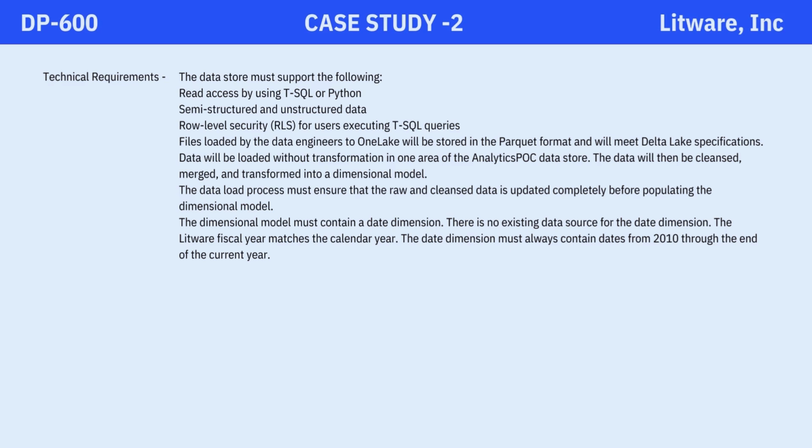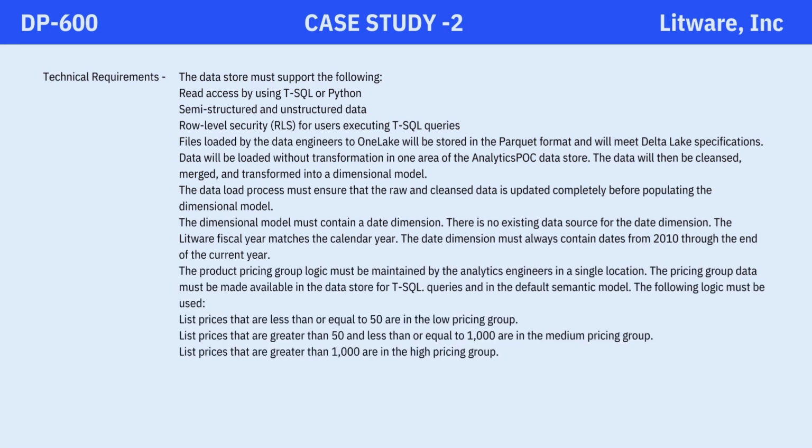The dimensional model must contain a date dimension. There is no existing data source for the date dimension. The Litware fiscal year matches the calendar year. The date dimension must always contain dates from 2010 through the end of the current year.